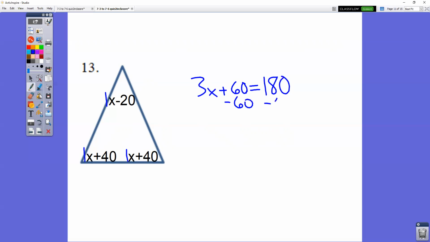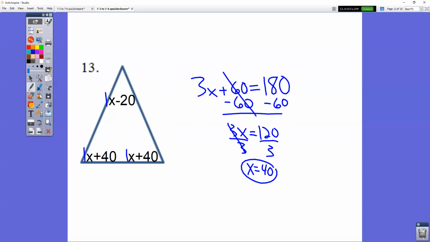So minus 60, minus 60. So I have 3x equals 120. Divide by 3, divide by 3. X equals 40. Take that 40, sub it back in, sub it back in, sub it back in.